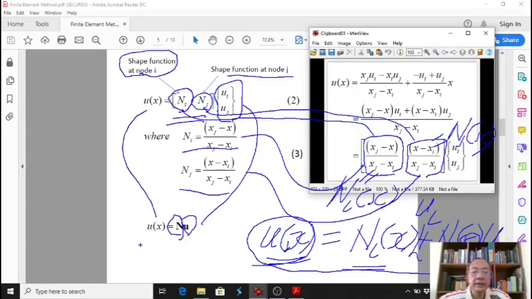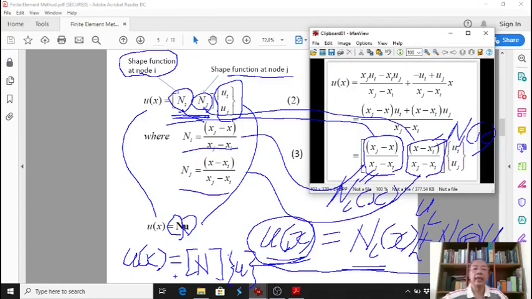So ux is equal to n times u, where n is a row vector and u is a column vector of nodal displacements. So ux equals n u.